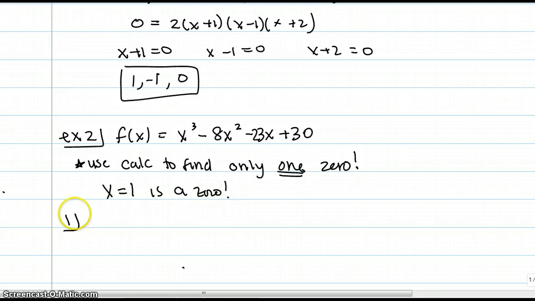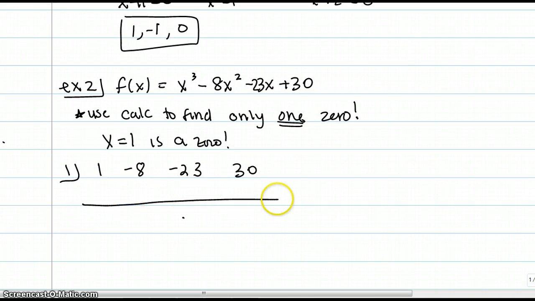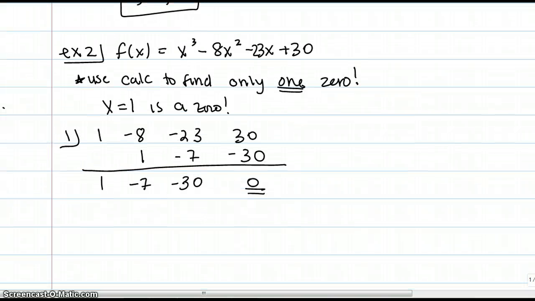And since I know that, I can use synthetic division to find the rest, to factor it. So my coefficients are 1, -8, -23, and 30. Make my line. Bring down my first number, 1. 1 times 1 is 1. -8 plus 1 is -7. 1 times -7 is -7. And -23 plus -7 is -30. And then 1 times -30 is -30, and my remainder is 0, which is good, because I already knew that 1 was a 0. So what this means is, if x equals 1 is a 0, then x minus 1 is a factor.